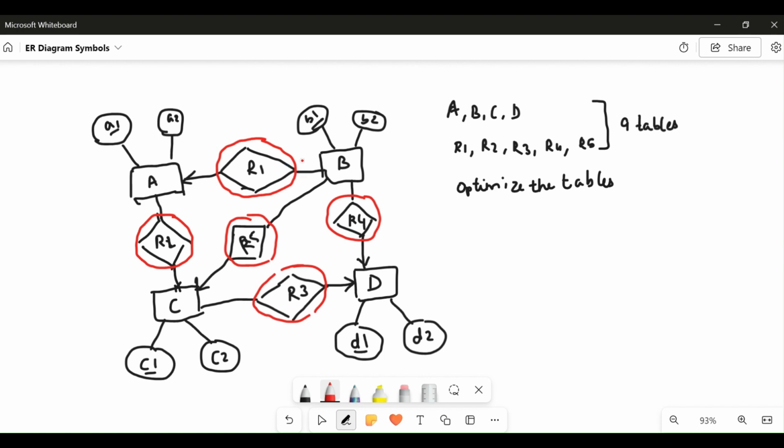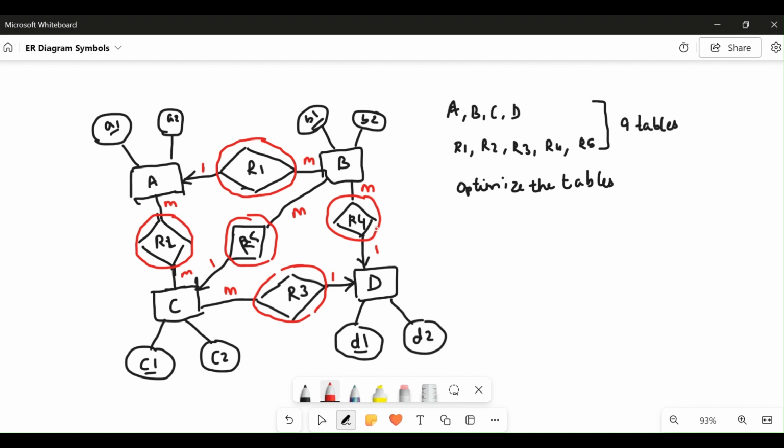Here I have M to 1. Here it is M is to M. Okay, M is to M. Then I have M is to 1. Here it is M to 1. And here it is M to 1.